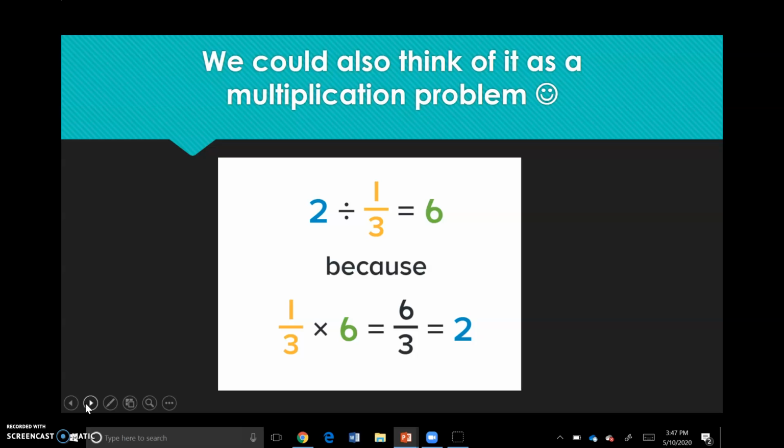And does it make sense that if you took 2 full pizzas and split them into thirds, that your answer would be bigger than what you started with? Yeah, because you're taking 2 wholes and you're splitting them into smaller pieces so that we can share. So we would end up with 6.